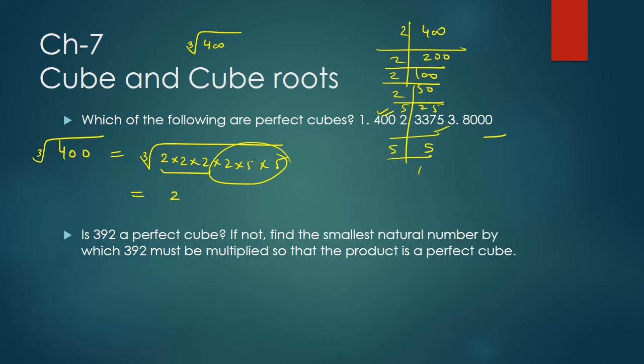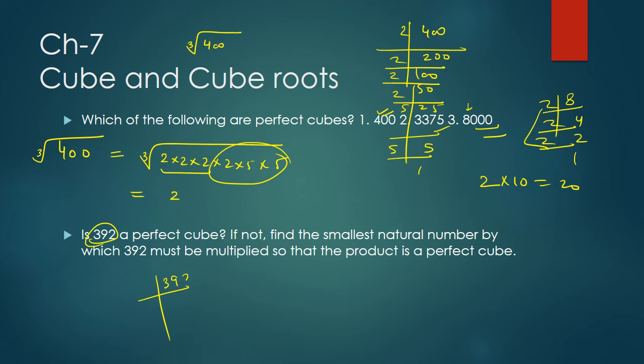Okay, let me give you, if you see 8 is 2 4s are 8, 2 2s are 4, 2 1s are 2. So 8 is the cube of 2, correct? And 1000 is the cube of 10, so it will become 20. Again, we have to find out whether 392 is a perfect cube or not. Take the LCM. 2 1s are 2, 2 9s are 18, 2 6s are 12, 2 9s are 18, 2 8s are 16, 2 4s are 8, 2 9s are 18, 7 7s are 49, 7 1s are 7.